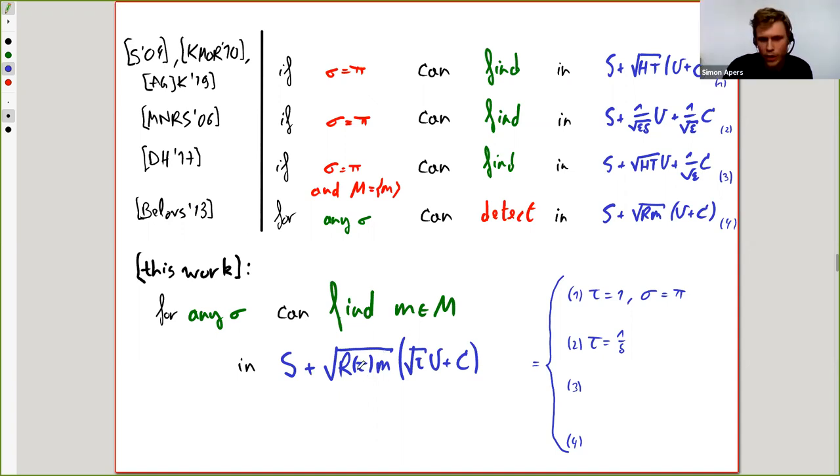Okay, but I'm going to give a bit more intuition about this quantity in the next slide. So then three we get by setting tau equal to epsilon hitting time, sigma equal to pi, and if there's a single marked element. Then we reproduce this result by Doherty and Hoyer. And then finally, we reproduce Belovs' result and strengthen it, because we also find in this framework, by setting tau equal to one. So this also demonstrates how Belovs' result is a special case of this result.